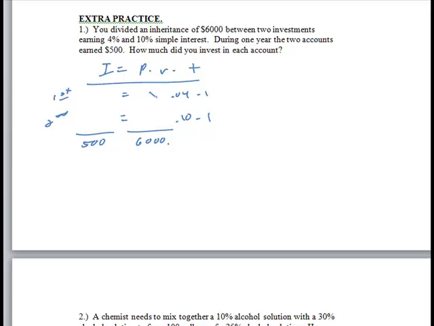So set it up. X, the amount invested in the first account. The total amount invested, $6,000 in this case, minus x is the amount invested in the second account. The first interest, principal times rate times time, 0.04x. The second, 0.10 times the 6,000 minus x, which gives us our equation right there, 0.04x plus 0.10 times 6,000 minus x is equal to 500. Solve this equation.